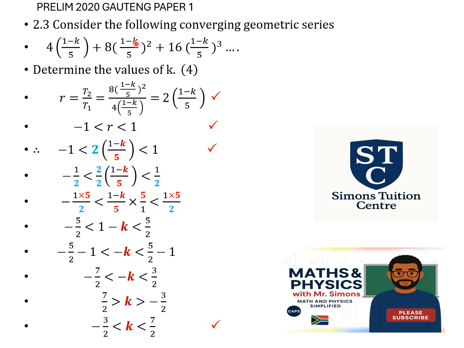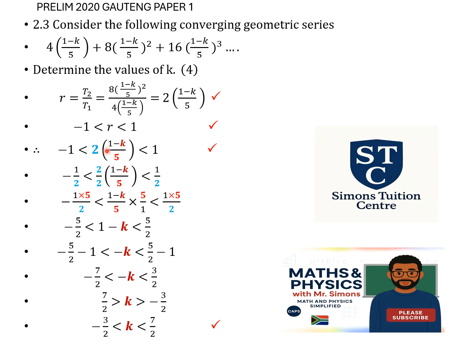So r is term 2 divided by term 1. 8, (1 minus k) to the power 5 over squared. Now I say over squared, divided by 4, (1 minus k) to the power 5. 8 divided by 4 gives me 2. There 2 minus 1 would give me 1. So I'm left with (1 minus k) over 5. 1 mark for calculating r correctly. Another mark for understanding that r must be less than 1 and greater than minus 1 for a converging series.